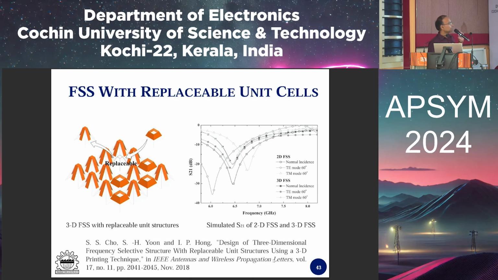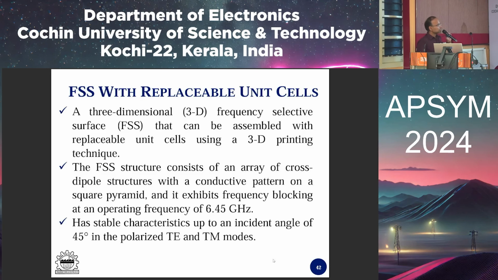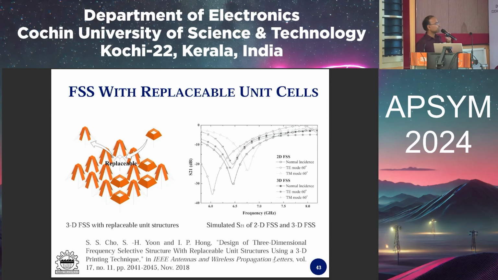We have a structure like this. On this, we can have this kind of polygon shaped conducting component. So that will change its shape based on the structure that provides the frequency selectivity. For example, this FSS structure consists of an array of cross dipole structures. It exhibits frequency blocking at 6.45 gigahertz.